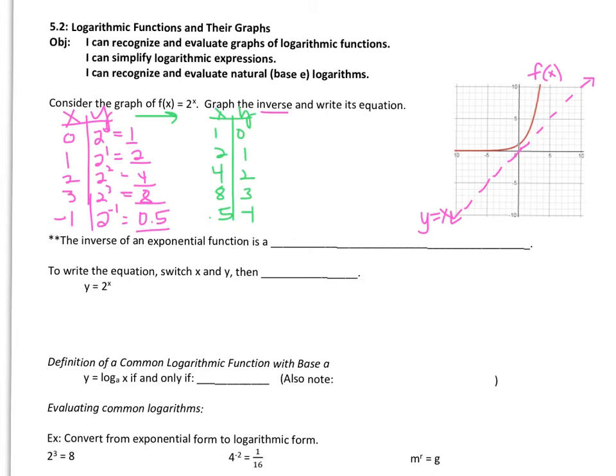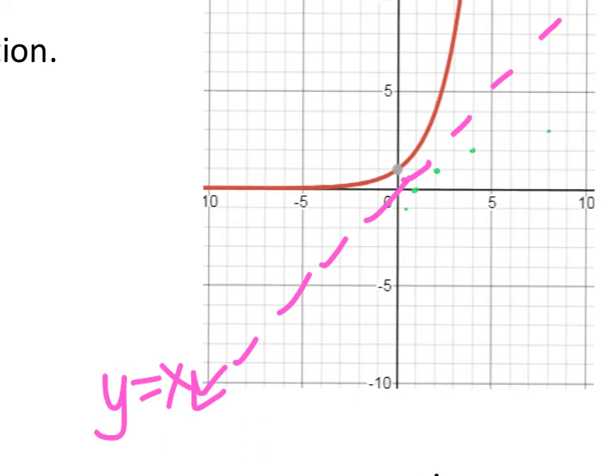Pause the video and plot those coordinates, and then let's see what the shape of our graph looks like. You'll notice I zoomed in so that we could see where those points are plotted. It looks like if we folded the red graph over that pink dashed line, the red would match over to this green. Since the asymptote for our exponential function is the x-axis, the asymptote for our inverse is going to be the y-axis. So it comes along here, connects through these points, and then turns over here to the right. And that's the inverse for that exponential function.